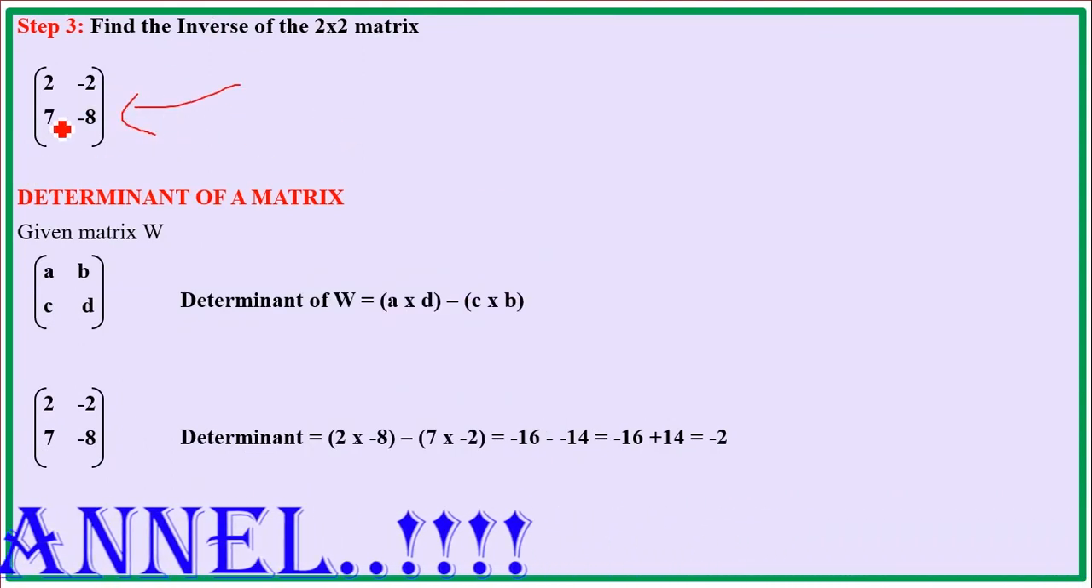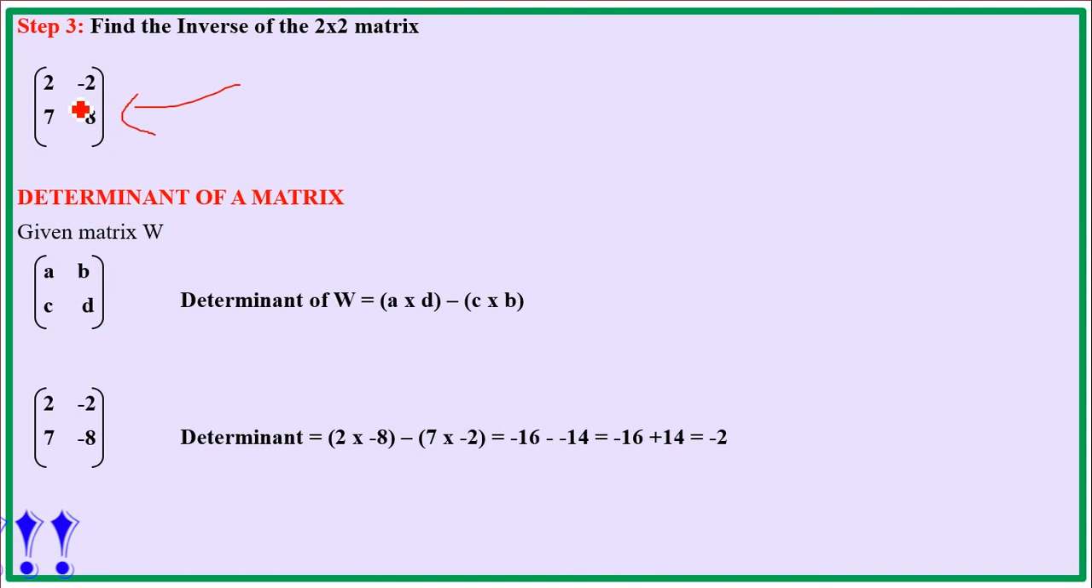Now we need to find the inverse of this matrix. For you to be able to find the inverse of that matrix, the first thing you need to know is how to find the determinant of a matrix. Given a matrix W given by A, B, C, D, this is a 2 by 2 matrix, and these are the elements of matrix W.